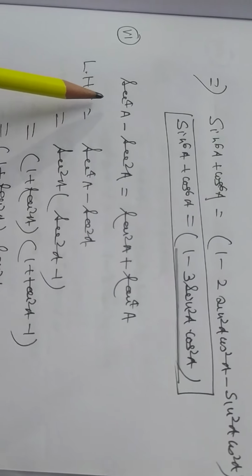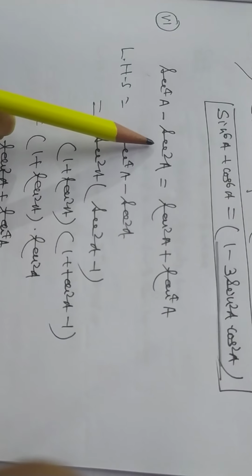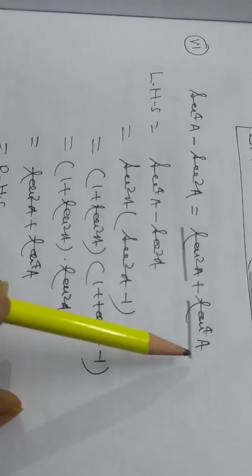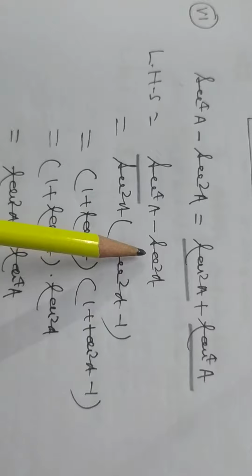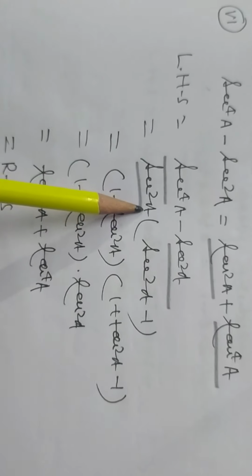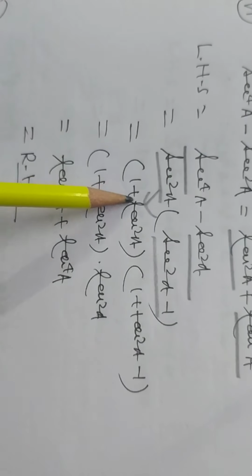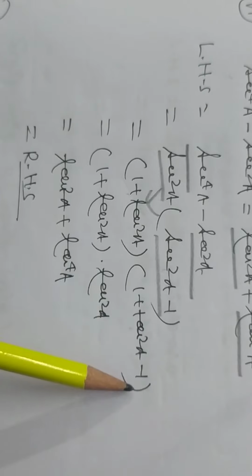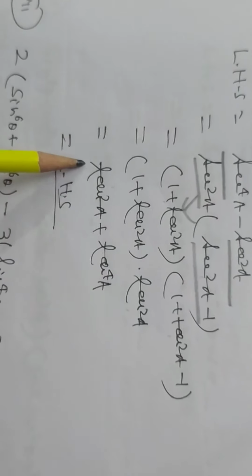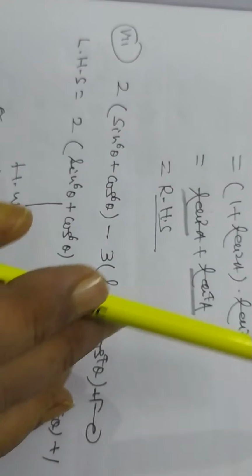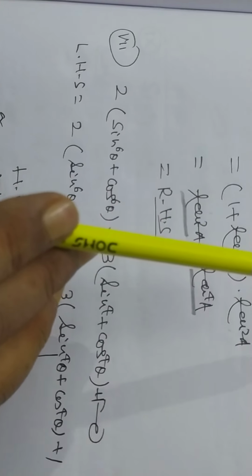Now problem number 6: sec to the power 4a minus sec square a is equal to tan square a plus tan to the power 4a. It will be sec to the power 4a minus sec square a. Taking common sec square a, we have sec square a minus 1. And instead of sec square a, we write here 1 plus tan square a, and we write here 1 plus tan square a minus 1. And it will be 1 plus tan square a into tan square a. And it will be tan square a plus tan to the power 4a. My dear student, in this way you can solve this problem.